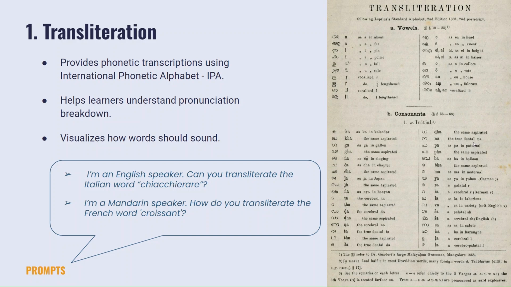Now, ChatGPT will give a breakdown of the pronunciation and will help the student visualize the word. For example, we can ask ChatGPT, I'm an English speaker, can you transliterate the Italian word chiacchierare? Or I'm a Mandarin speaker, how do you transliterate the French word croissant? And we'll see later with some examples what that means and how it can help.